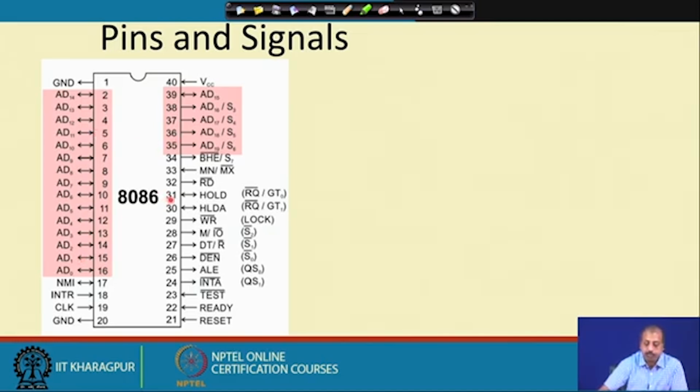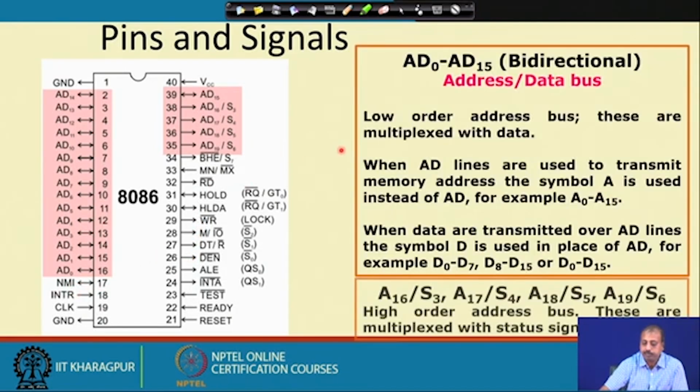Then other important pins that we have are the non-maskable interrupt, then the interrupt line. We will explain them one after the other. So, AD0 to AD15 are a bidirectional bus. They are the address and data bus. These are the low order address bus, and they are multiplexed with data.